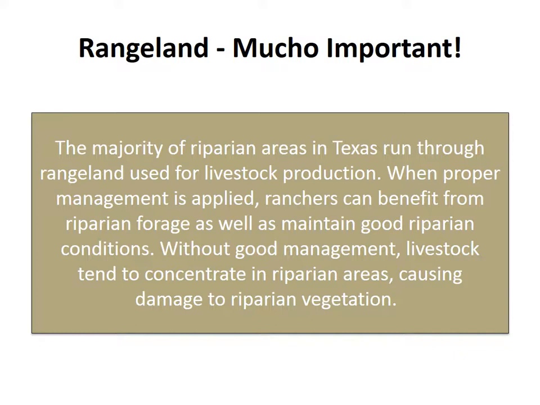When proper management is applied, ranchers can benefit from riparian forage as well as maintain good riparian conditions. Without good management, livestock tend to concentrate in riparian areas, causing damage to riparian vegetation. The importance of rangeland management on Texas riparian areas cannot be overemphasized.